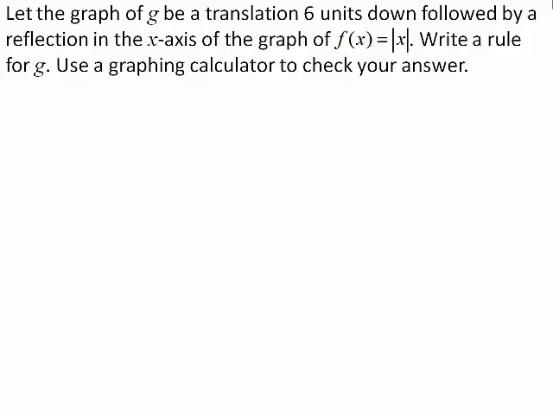Let the graph of g be a translation 6 units down followed by a reflection in the x-axis of the graph of f of x equals the absolute value of x. Write a rule for g. Use a graphing calculator to check your answer.